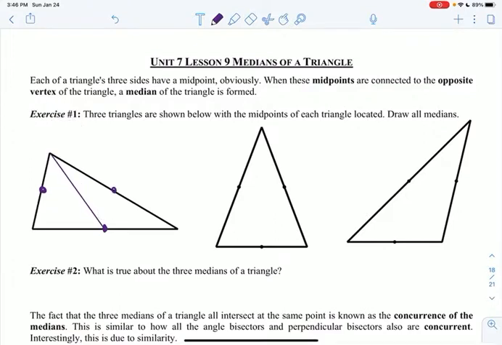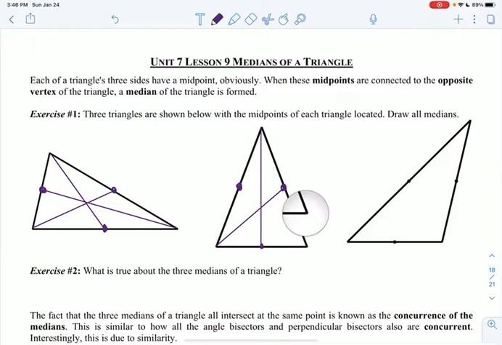So there are three medians because I'm going to connect each vertex to the midpoint of that opposite side. That's a median. And then I have one more right here. That's a median. Okay, so we're going to do that for all the triangles. It doesn't matter if it's an isosceles triangle, a scalene triangle, a right triangle. All I'm going to do is connect the vertex to the midpoint of the opposite side. So I'm going to take each vertex and connect it to the midpoint of the opposite side. And then the last one here are my midpoints.